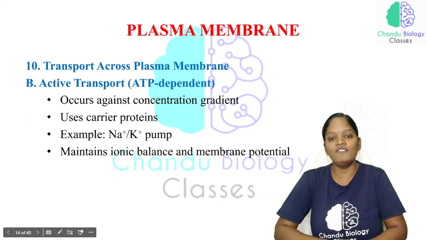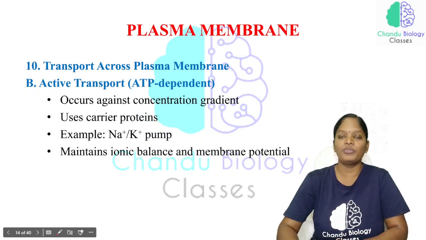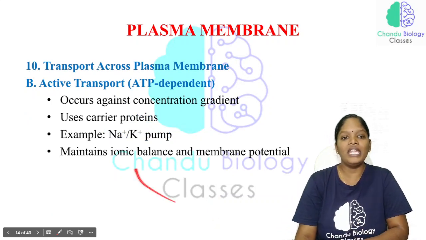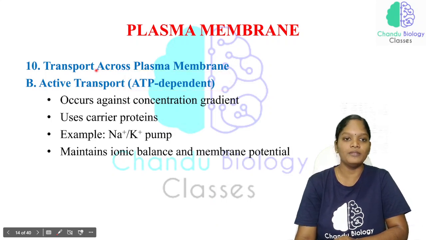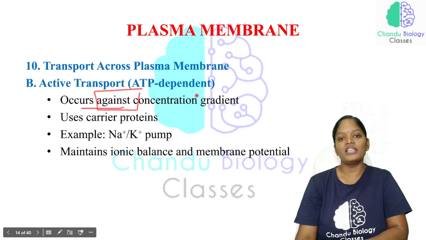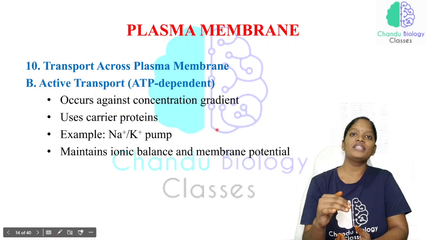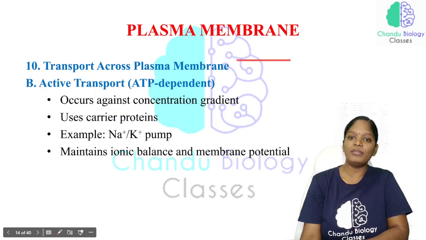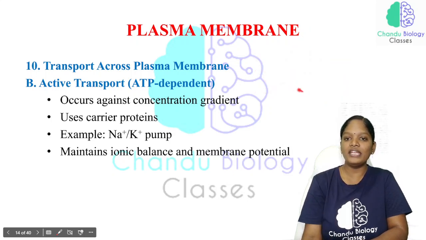Now come to active transport. Active transport, in the sense, definitely needs energy in the form of ATP. That's why we say this is an ATP dependent transport. It occurs against the concentration gradient. See, passive transport occurs along the concentration gradient. For example, this is a water molecule and this is the boat. The waves occur, the wind flows from this side to this side.